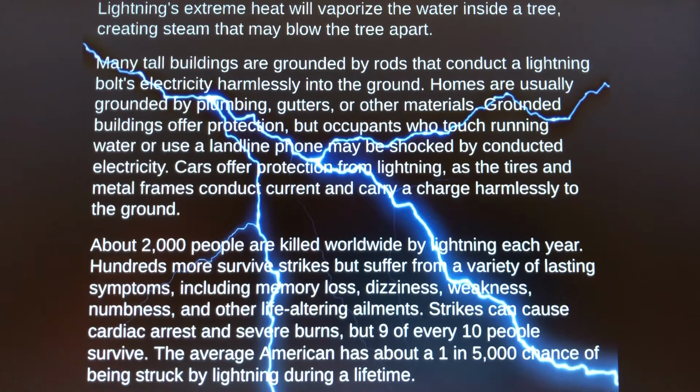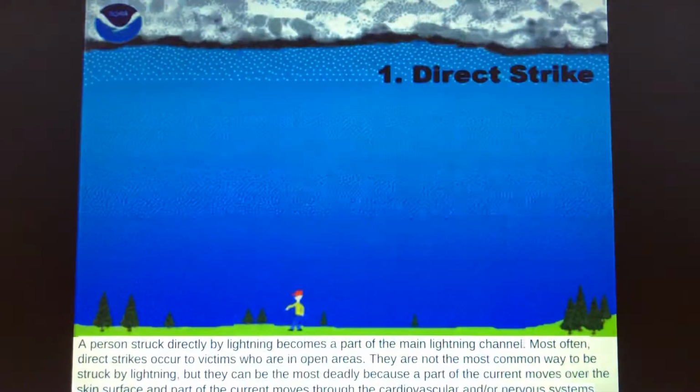Now, if you get struck by lightning, it can cause cardiac arrest, which is a heart attack. It can cause severe burns, but 9 out of every 10 people actually survive. Getting struck by lightning does not necessarily kill you. An average American has only about a 1 in 5,000 chance of being struck by lightning in their lifetime. So the odds are not in your favor.